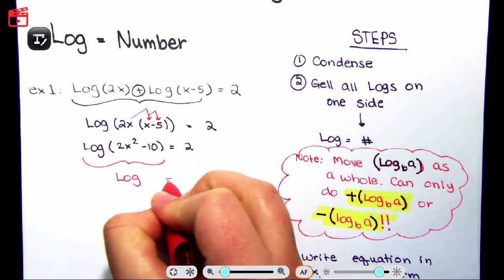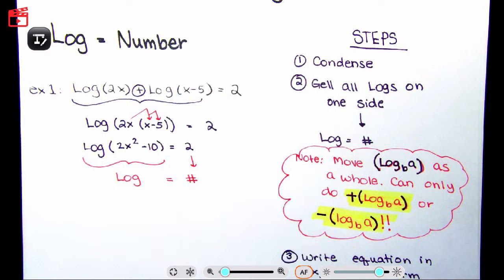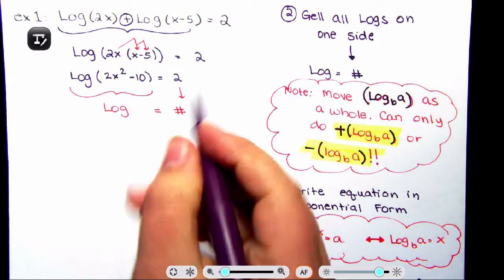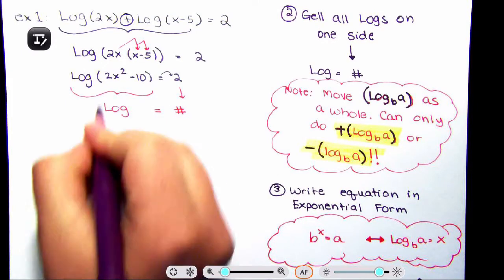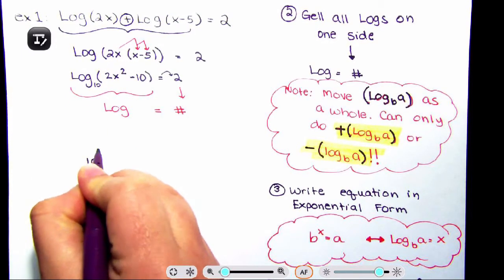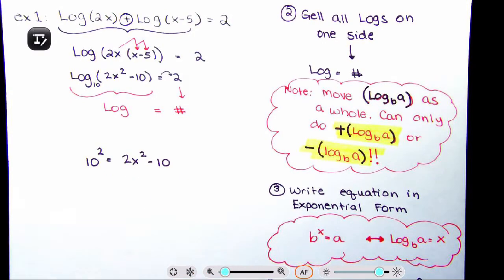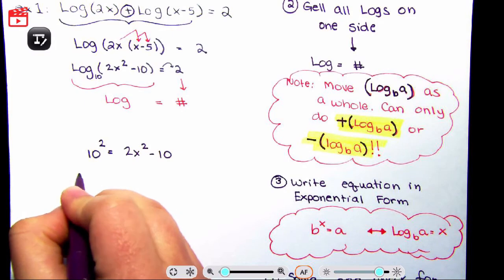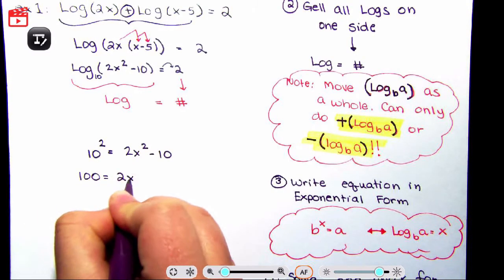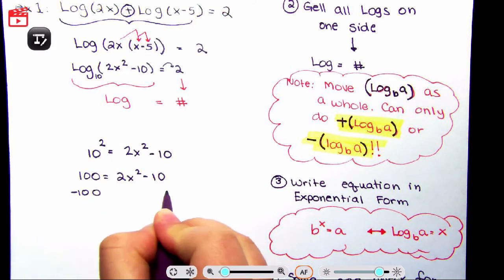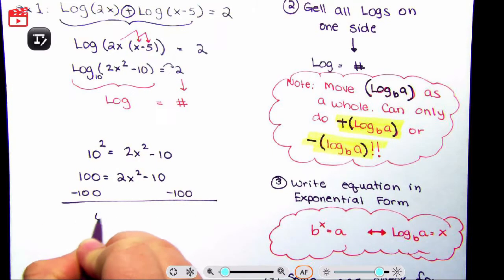1 log equals number. So when you have a log equals number in that format, then you're going to move to writing the equation in exponential form. A logarithm is an exponent. My base is 10. So I have 10 squared is equal to 2x squared minus 10. Now you all should be able to evaluate what 10 squared is. In that case, it's 100. 2x squared minus 10. And everyone should be doing a little mini happy dance right now because we have to factor. Subtract 100 both sides to get all the terms on one side.